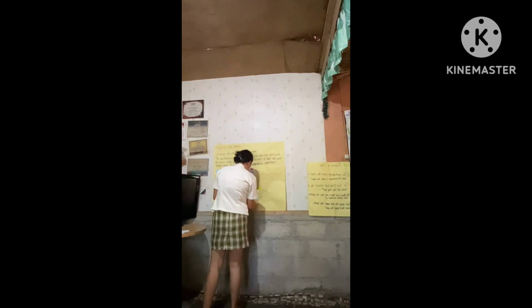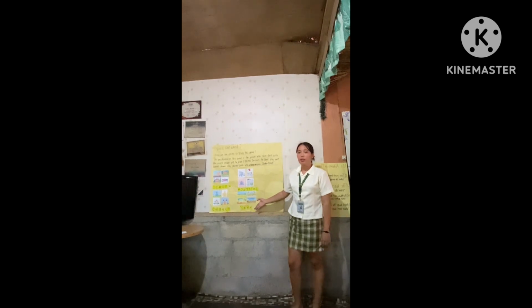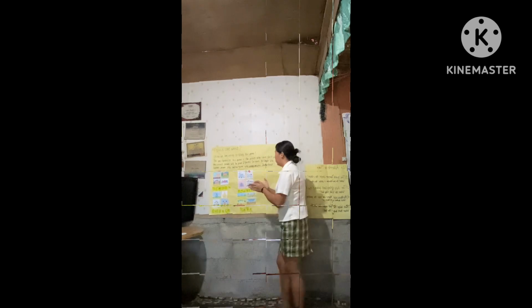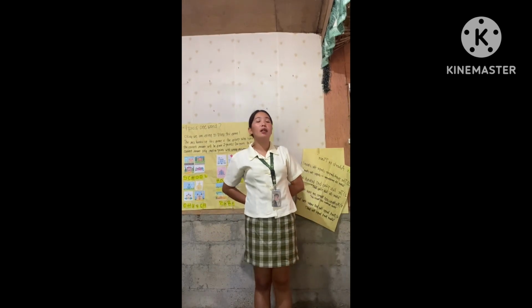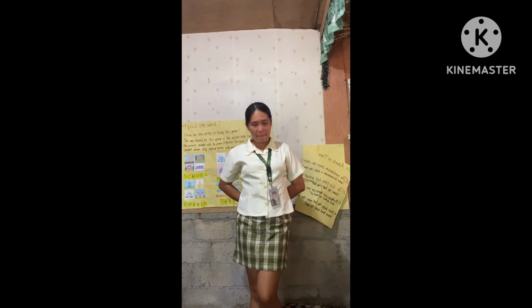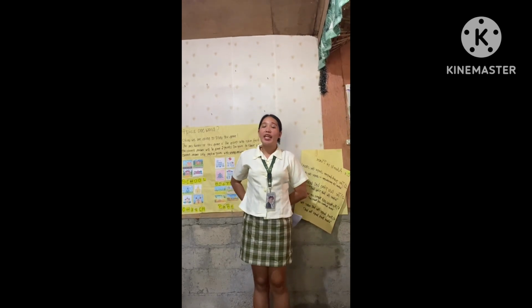Can you give us an example of what kind of place is park? When the people are walking and the kids are playing. Okay, very good. Let's give Abigail a round of applause. Okay, so our topic for today is all about adverbs of place. What is adverbs of place? It's all about where things happen, ma'am. Okay, very good. So when we say adverb of place, it tells us where something happens.